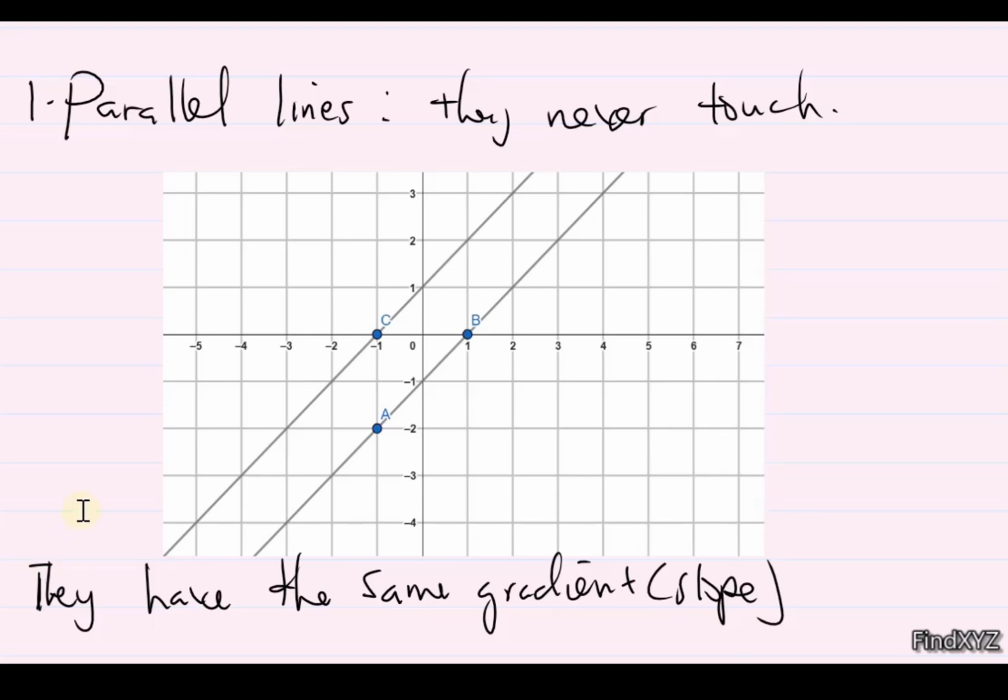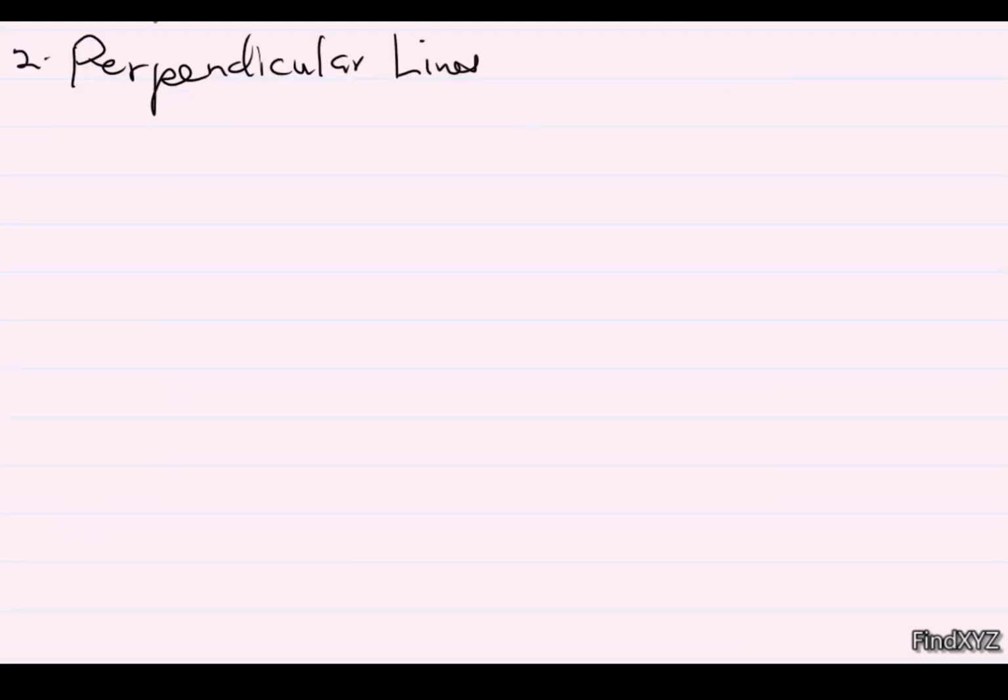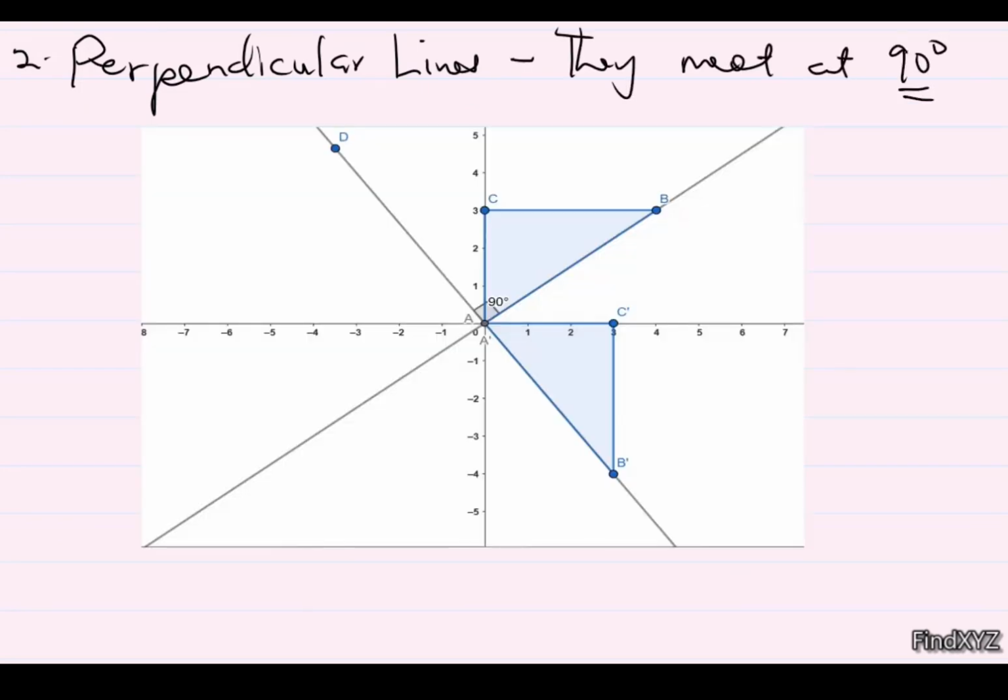Let's move on to the second relationship. This is another relationship. They are very dramatic. They crash into each other exactly at 90 degrees. So they meet at 90 degrees. Now let's look at this example. We have two lines that are meeting because they are perpendicular lines. They intersect at an angle of 90 degrees. However, there's something spectacular about these two lines. Their gradients are not the same.